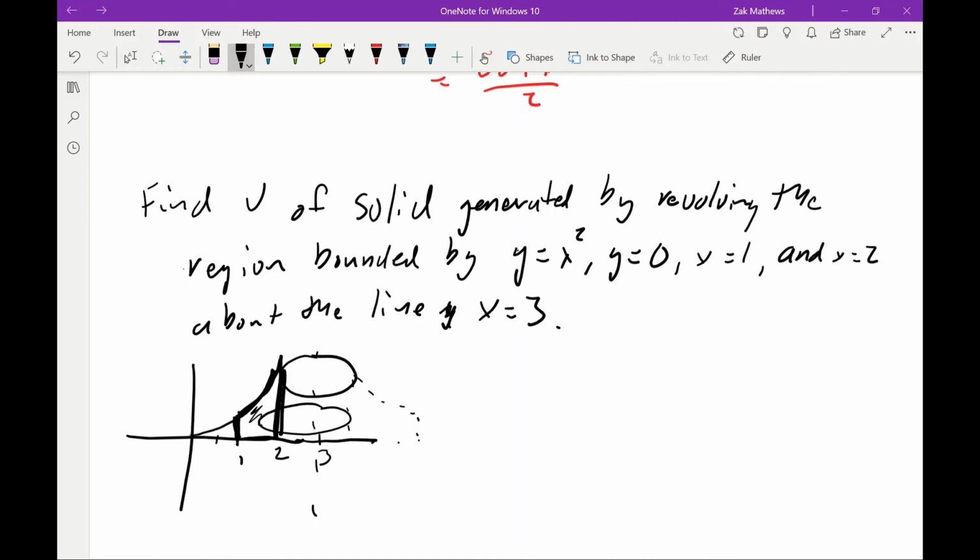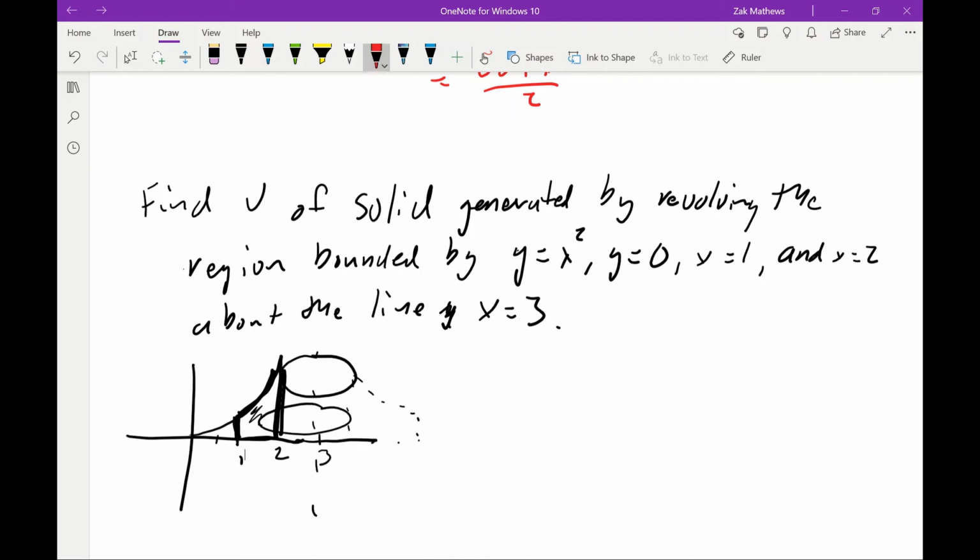So let's think about what we want to do. I'm revolving around not the y-axis per se, but something that is parallel to the y-axis, so this vertical axis. Therefore, if I were to use the washer method, I would have to solve this in terms of x again. I would have to look at the outer washer and the inner washer. I'm just going to avoid that entirely by using my shells.